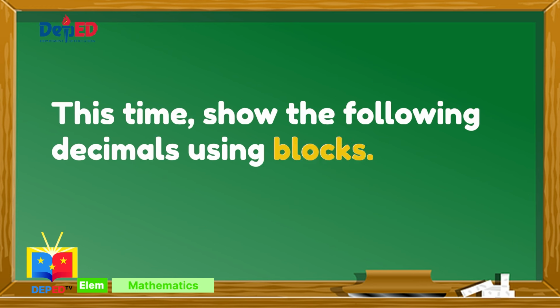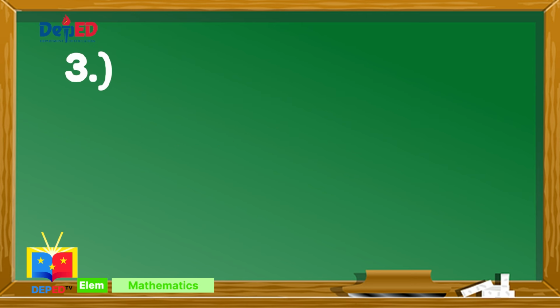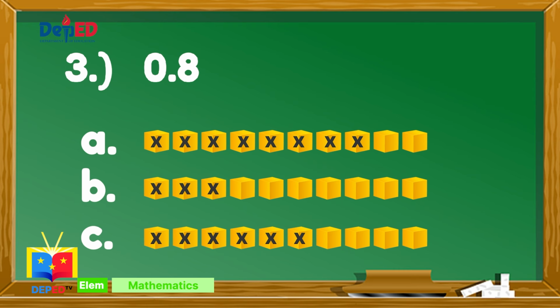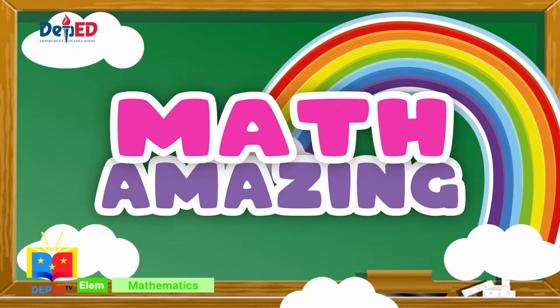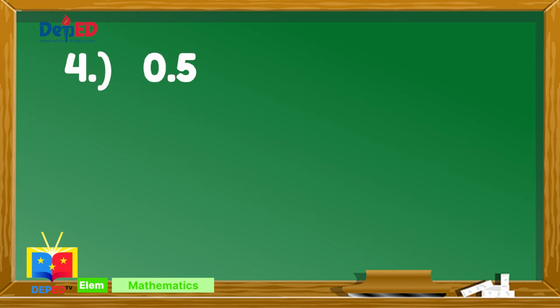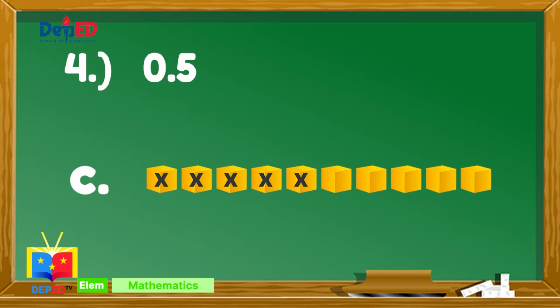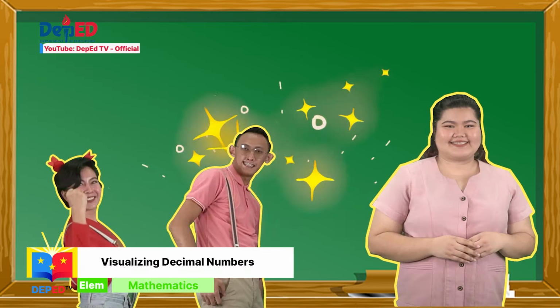This time, show the following decimals using blocks. Number 3, 8 tenths. If your answer is letter A, math amazing! Number 4, 5 tenths. Letter C, excellent! You are doing great, Mathdali buddies!